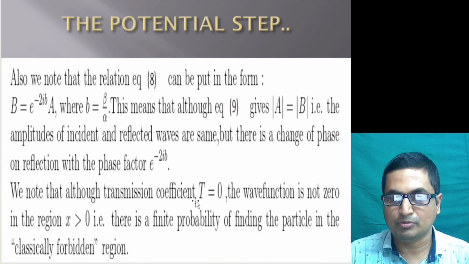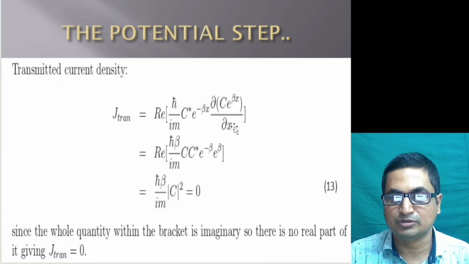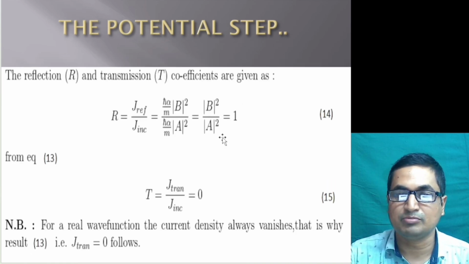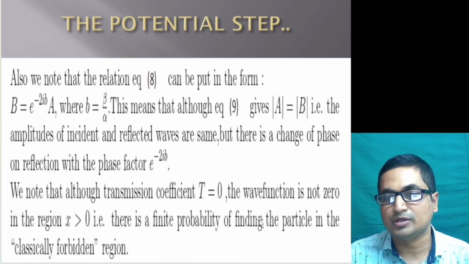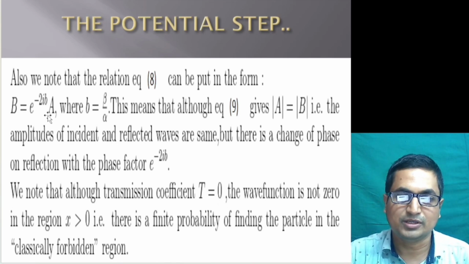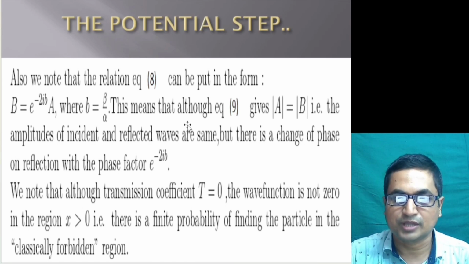The important point is that although t is 0, the wave function is not 0, because we see that the wave function in the region 2 is given by c to the power beta x. That means there is a finite probability of finding the particle in the region which is not allowed by the classical kind of concept. So this is a very important thing, which we said in the initial part of the video. The wave function is non-zero, that's why there is a probability of finding a particle, but the transmission coefficient is 0.